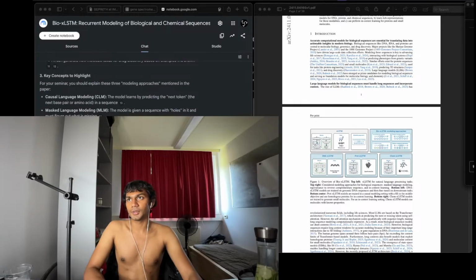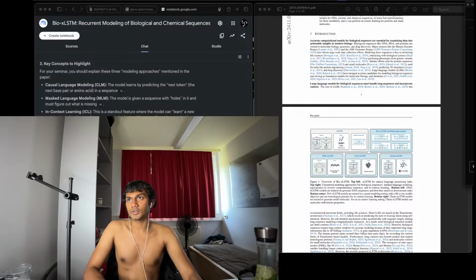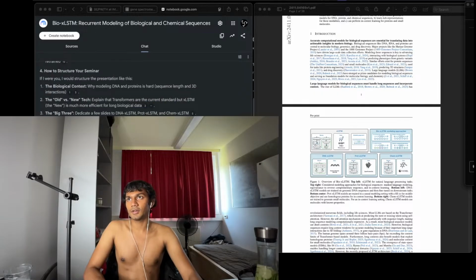How to structure your seminar: biological context, old versus new tech, the big three, results, conclusion. A tip for your first paper: don't get bogged down in the complex math equations. Since your audience is likely other biochemists, they will be more interested in how the model handles biological data. Nah, I don't know, I'm not sure.